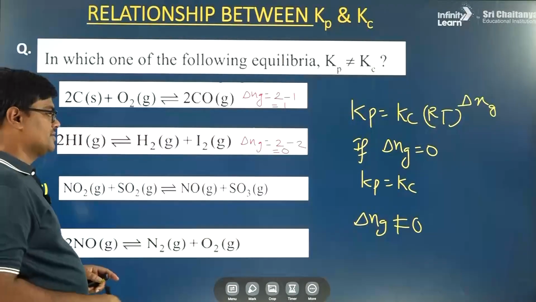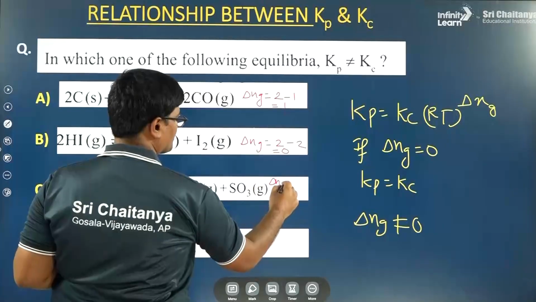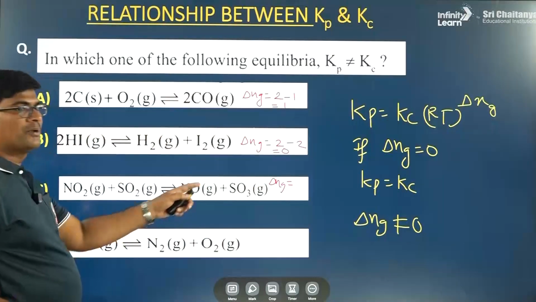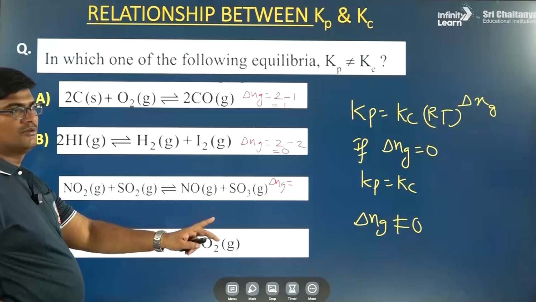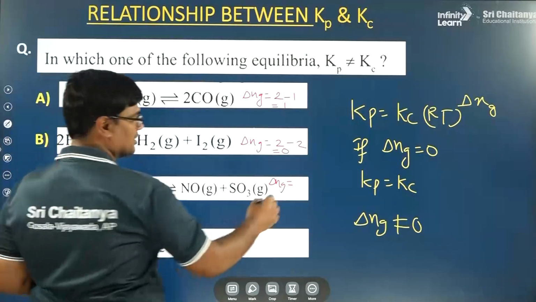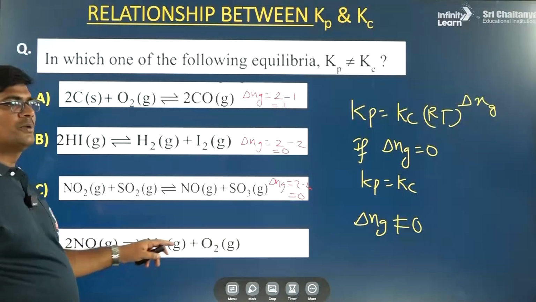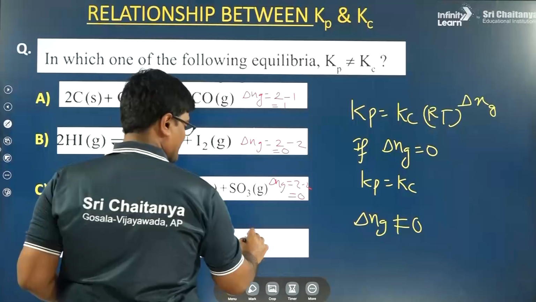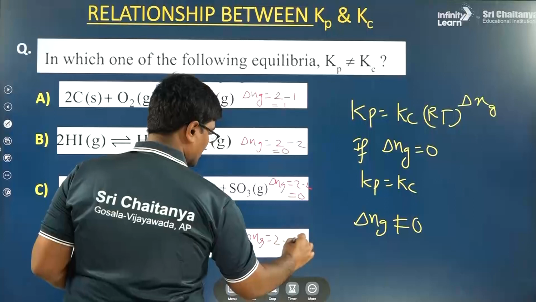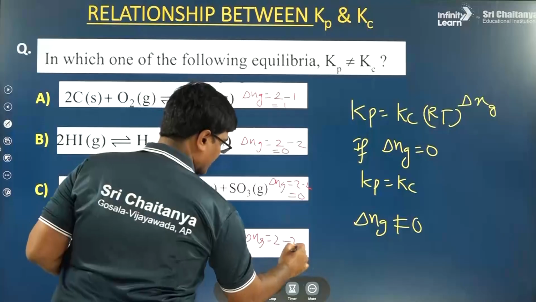Here if you go for the next option, NO plus SO3, 1 plus 1, 2 moles and 1 plus 1, 2 moles. 2 minus 2, how much? 0. Let's go for next, N2 plus O2, 2 moles, and this is 2NO2. Again, we are going to get 0.